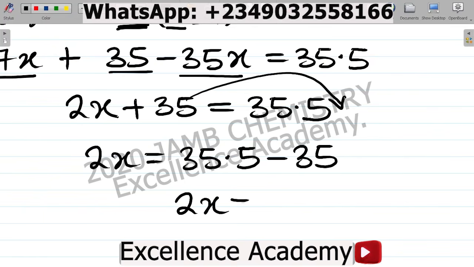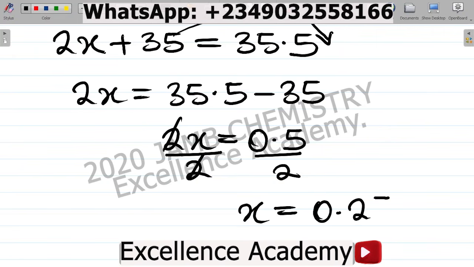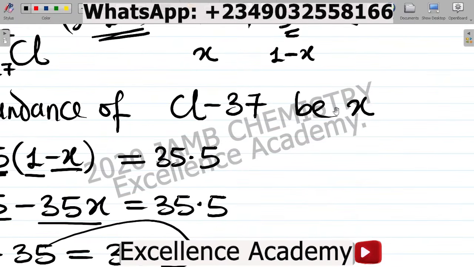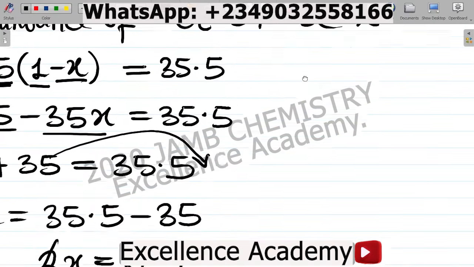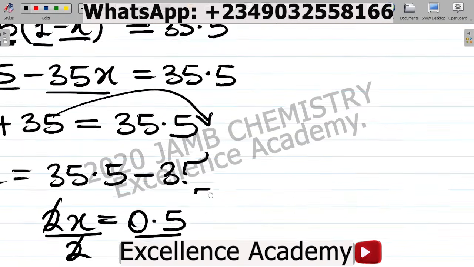Again, we have 2x is equal to 35.5 minus 35. That gives you 0.5. So 2x is equal to 0.5. Divide here by 2, divide here by 2. This cancels this. So x is equal to 0.5 divided by 2, which gives you 0.25. So hence, recall that x represented the relative abundance of chlorine 37, which we've gotten here as 0.25. Your final task is to multiply this by 100%. Remember that we converted this to 1.